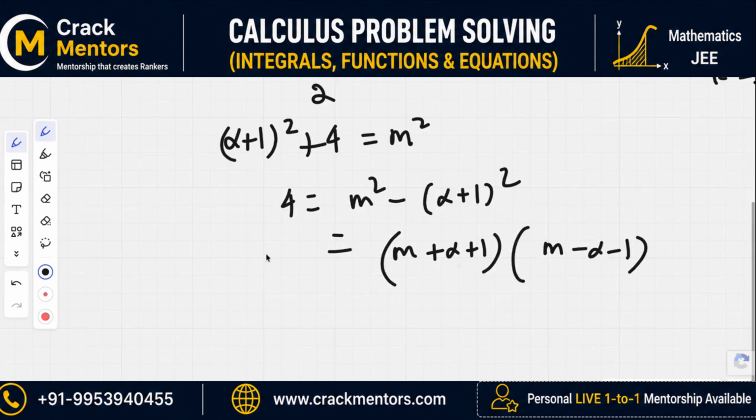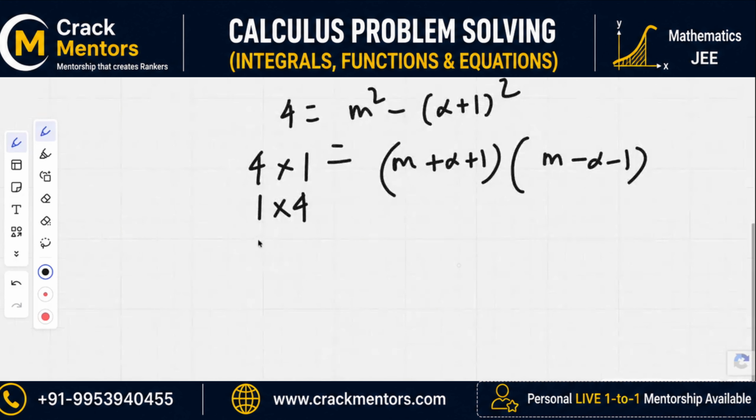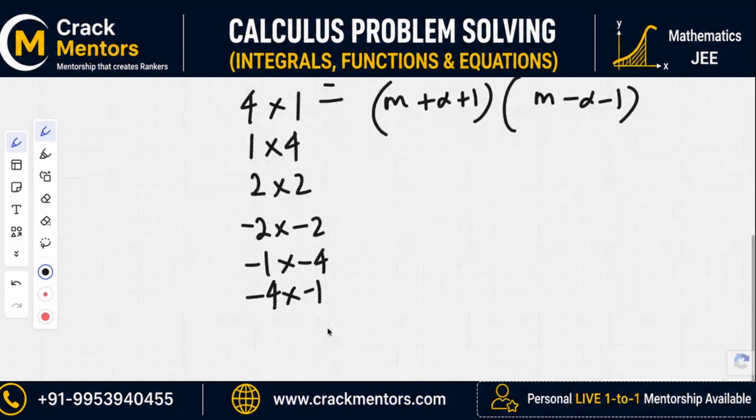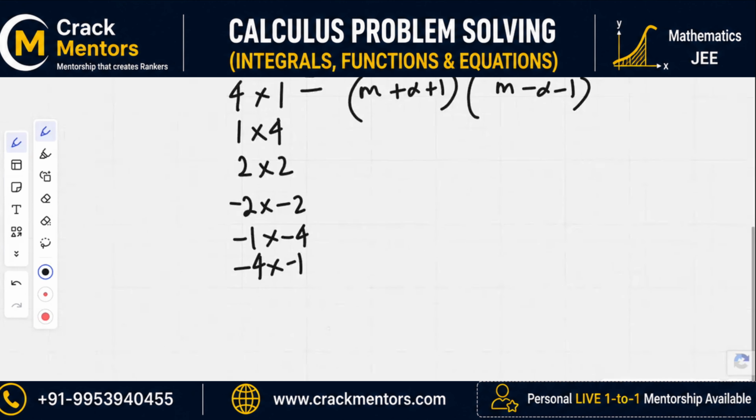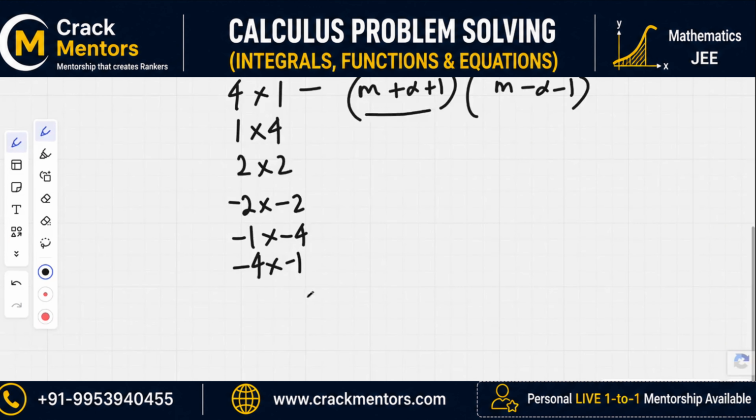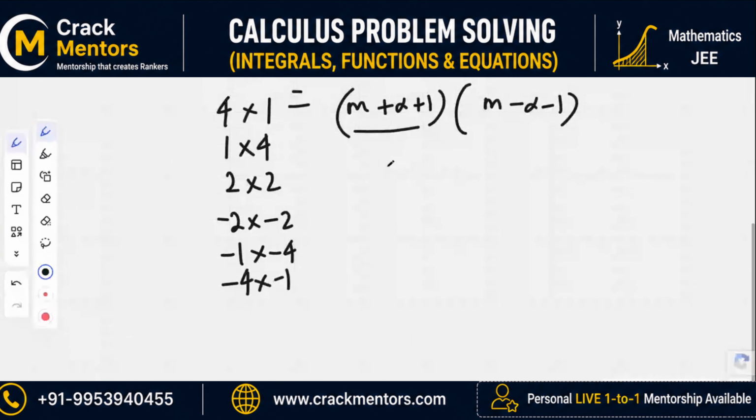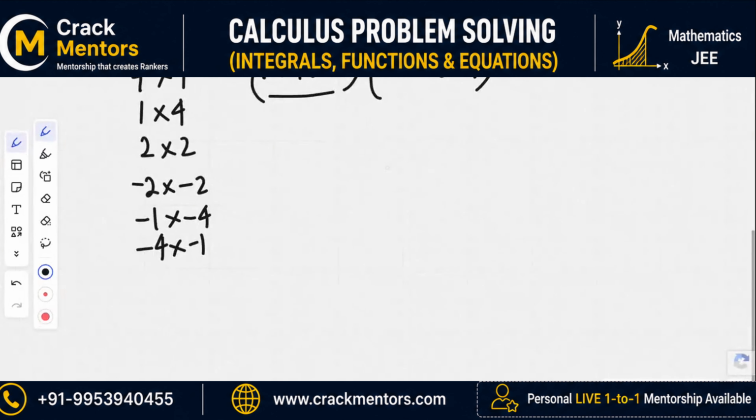Now 4 can be written as what? 4 into 1? 1 into 4? 2 into 2? Minus 2 into minus 2? Minus 1 into minus 4? Minus 4 into minus 1? Any other possibility? So we can do one thing. We can substitute each one of them and you can find the number of values. So let's do it. Let's say this case first.